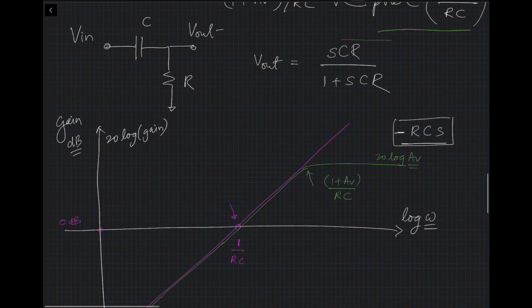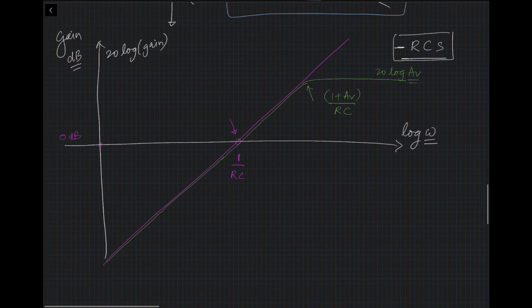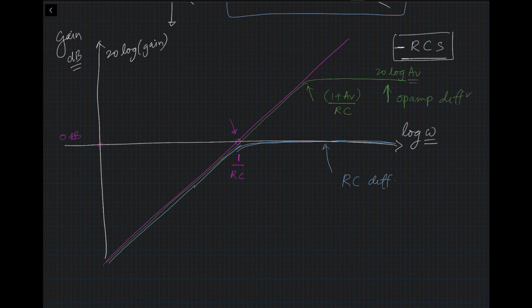And the third thing we talked about is the blue part, which is the lossy differentiator, something that looks like this. And then it will flatten out over here, something like this. The blue part is going to be your RC differentiator. This would be your op-amp differentiator, and the magenta would be the ideal differentiator. Okay.